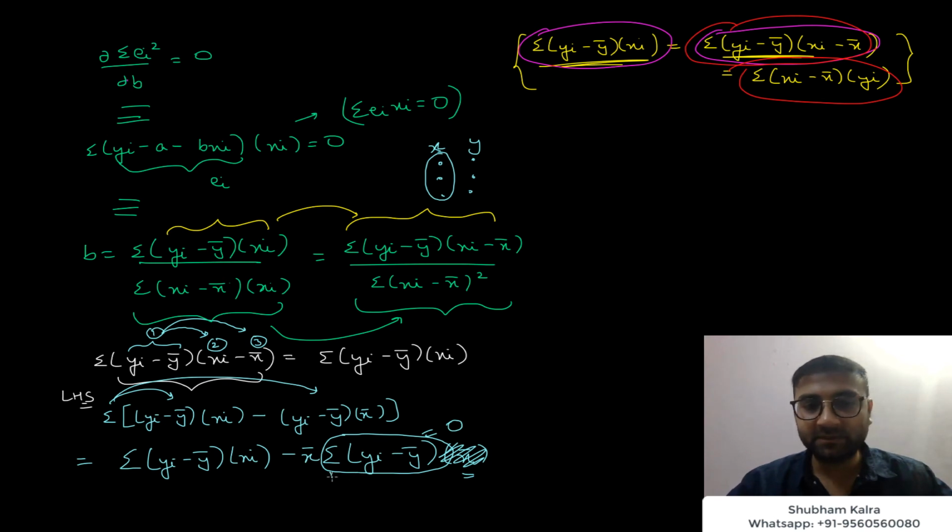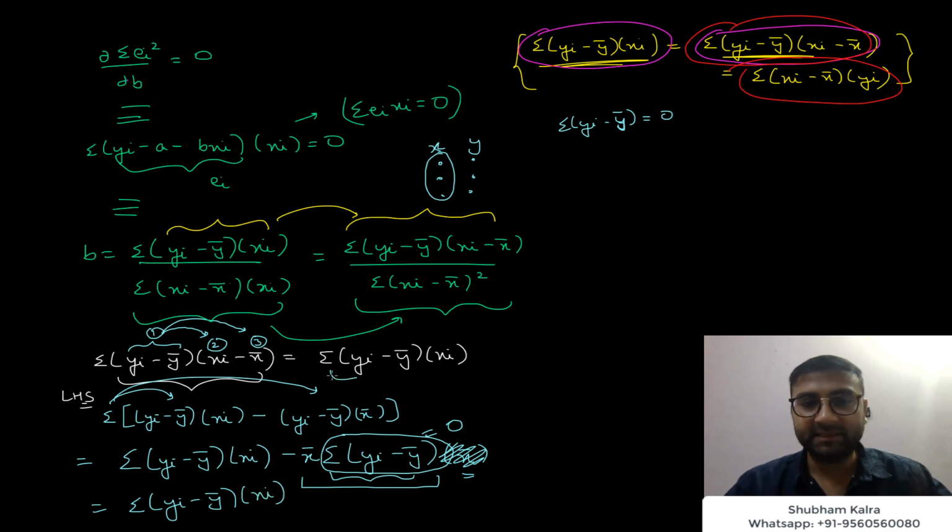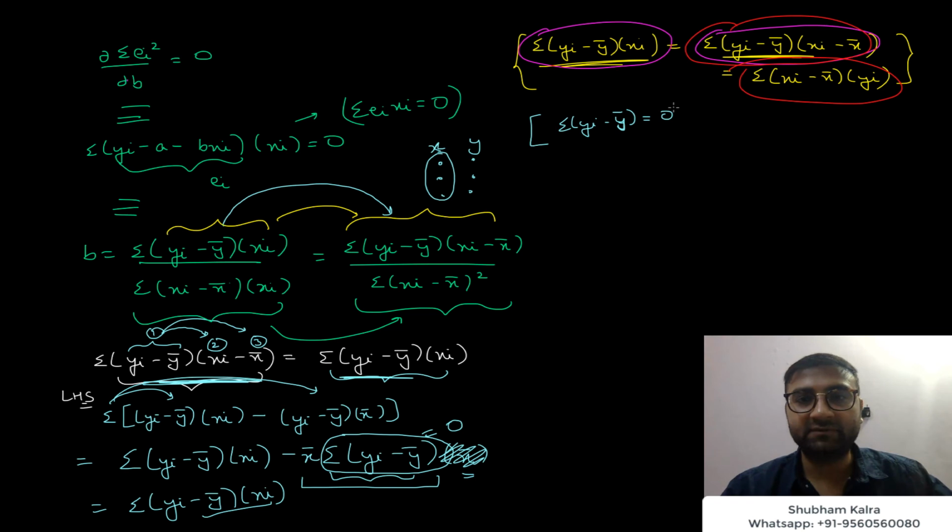But if summation of yi minus y bar is equal to 0, that means this second term that we have over here will go away and we'll be left with only summation of yi minus y bar multiplied by xi, which is the right hand side. And that's what I claimed, that these two are one and the same thing. So we started with the left hand side and we were able to prove that this is equal to the right hand side. That means I can easily go from here to here. It's not an issue.